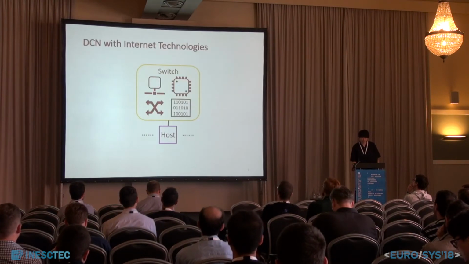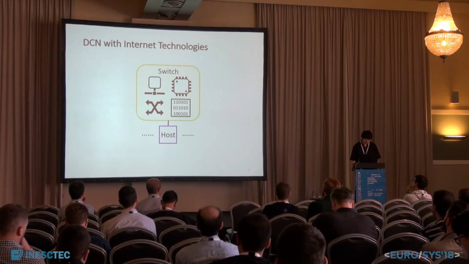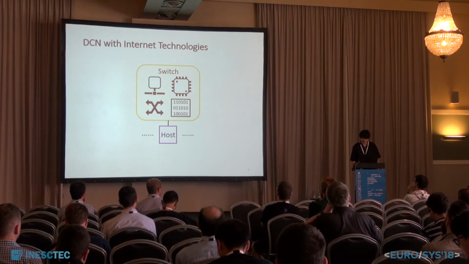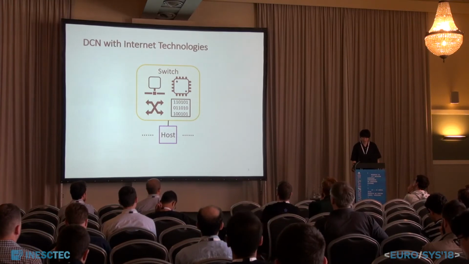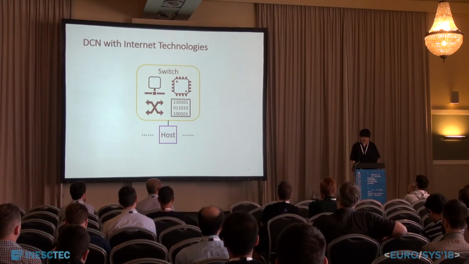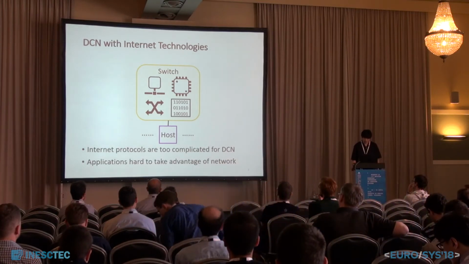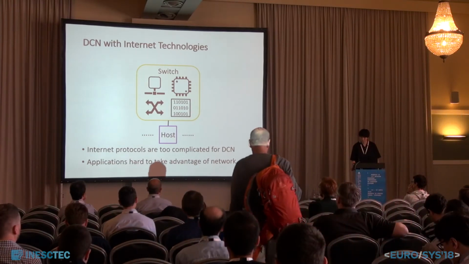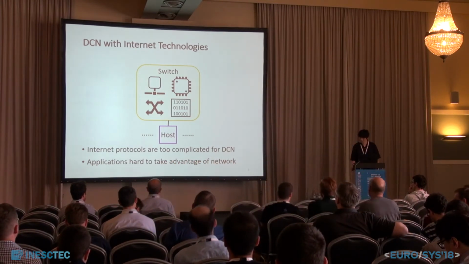So let's see a data center network using internet technologies. In this kind of network, the host is very simple, but the switch, besides the packet switching logic, should contain a lot of states and some complicated logic, and also a CPU. The problem here is the internet protocols are too complicated for data center networks. And the other problem is the applications are hard to take advantage of the network.